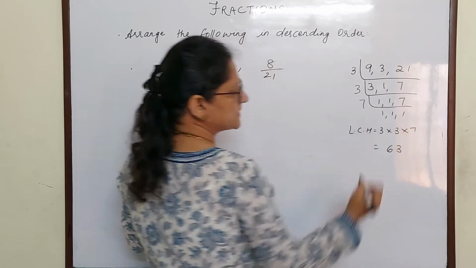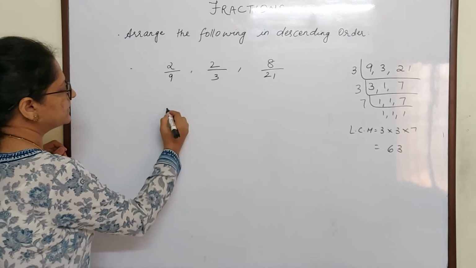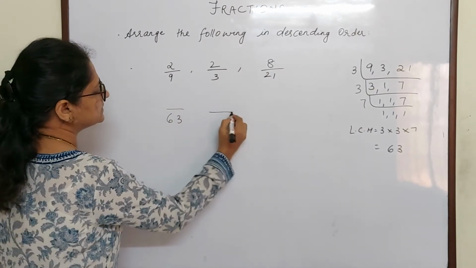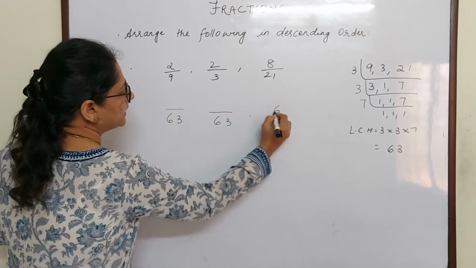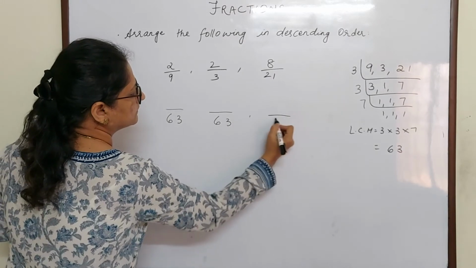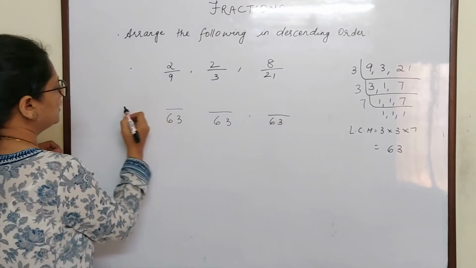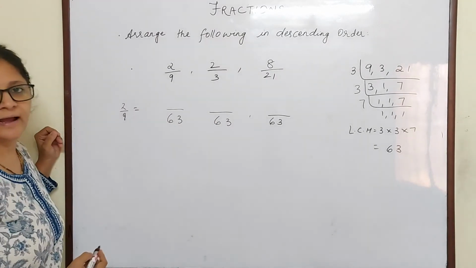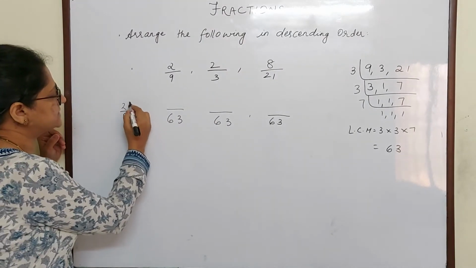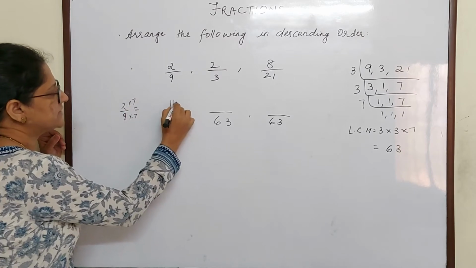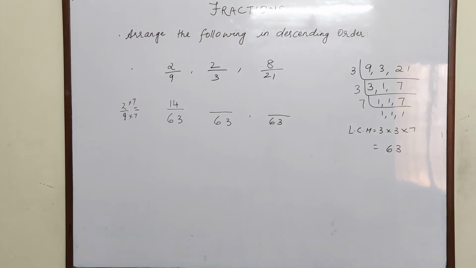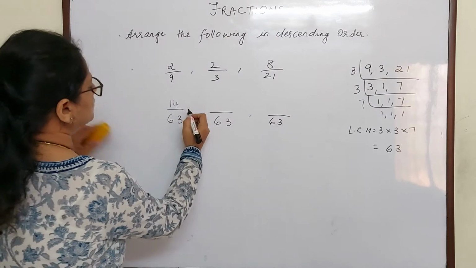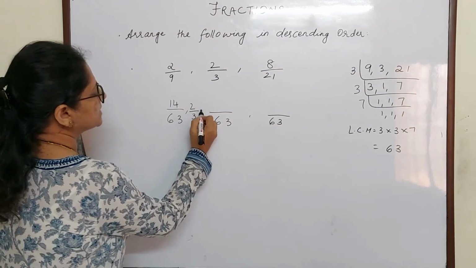3 3s are 9, 9 7s are 63. So we will make the denominators equal. 63 should be our denominator. Now 2 by 9, what will give you 63? 9 into 7. Yes, 9 7s are 63. So 2 7s are 14. Next 2 by 3. So 2 by 3 is equal to dash by 63.